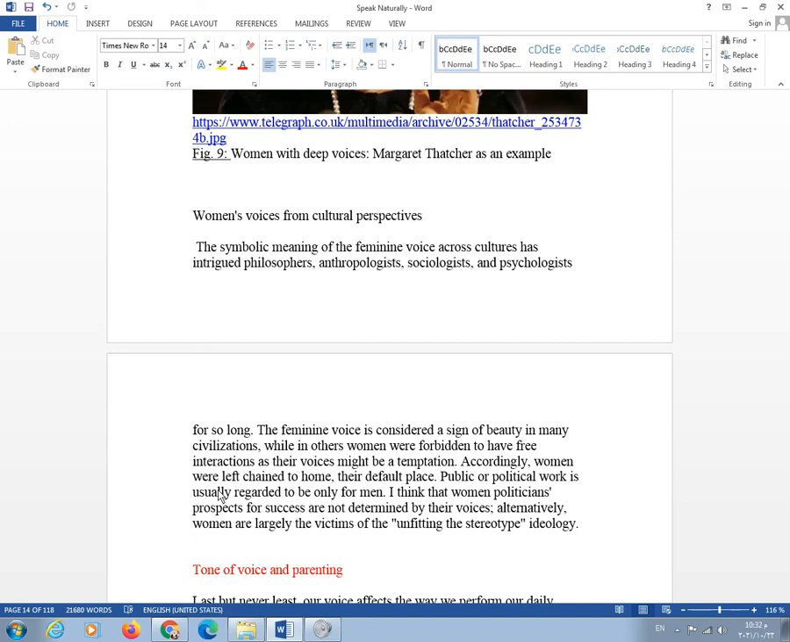Accordingly, women were left chained to home and their default place. Public and political work is usually regarded to be only for men. I think that women politicians' prospects for success are not determined by their voices. Rather, women are largely the victims of unfitting stereotype ideology.